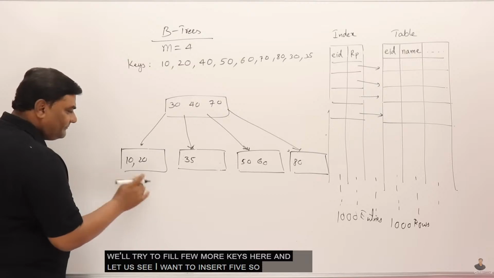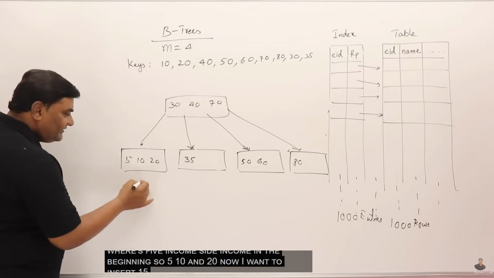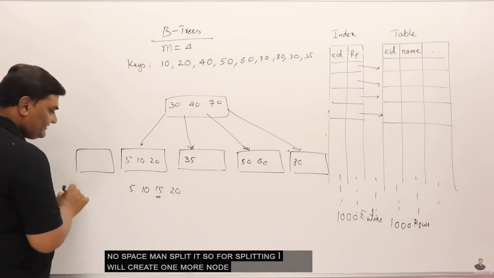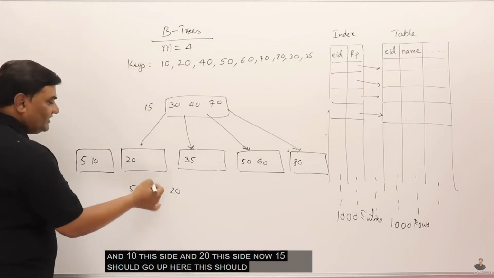I want to insert 5. So where will 5 come? 5 will come in the beginning. So 5, 10, and 20. Now I'm going to insert 15. There's no space. So 5, 10, 15, and 20. There's no space for 15. Arrange them in this order, then there's no space, so split it. For splitting, I will create one more node on this side. 5 and 10 this side, and 20 this side. Now 15 should go up here. This should go up. Right?